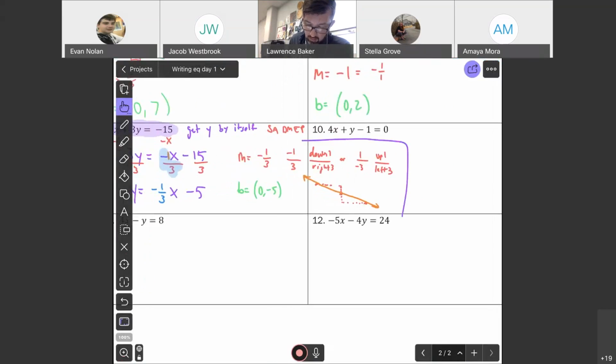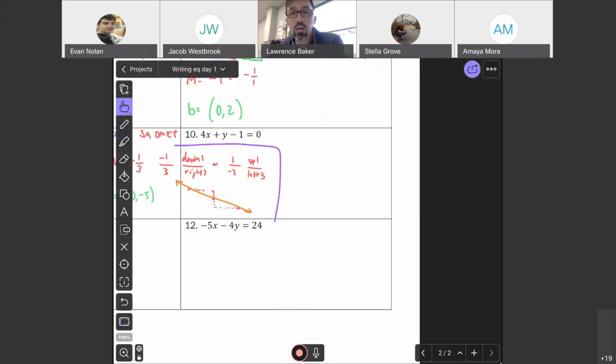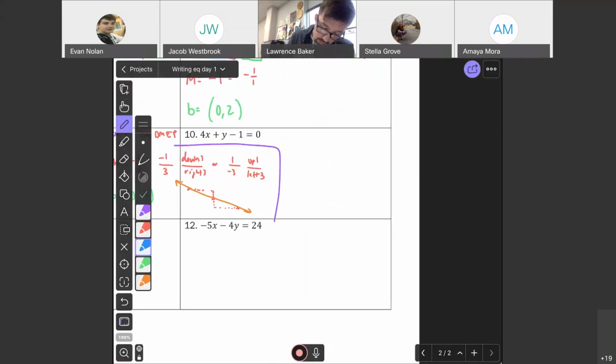Let's look at 10. Looking at this, trying to see if it's in slope-intercept form. Definitely, noticing that y is not by itself. So that's going to be our first thought there. We need to get y by itself. What should we do to get y by itself?